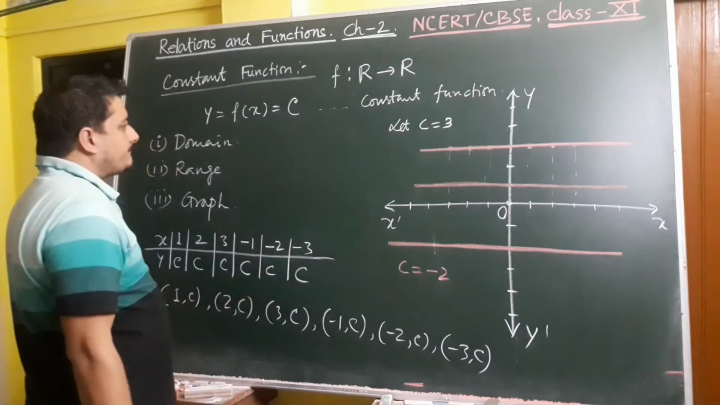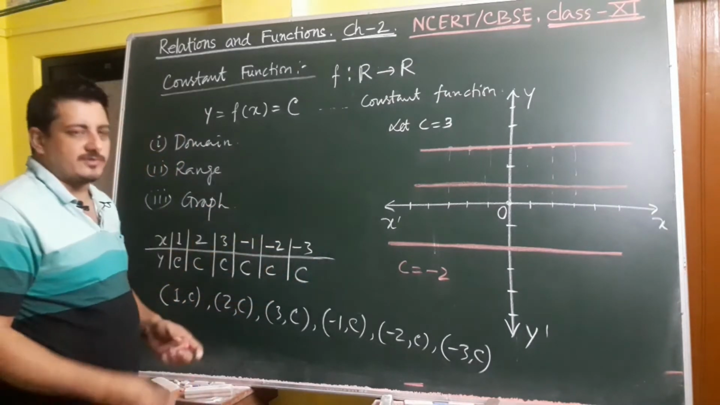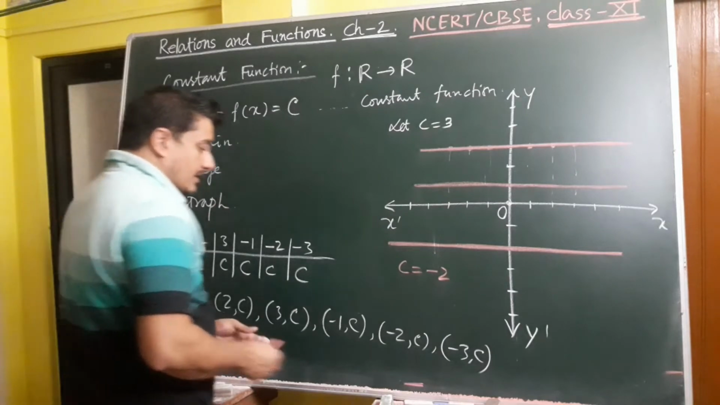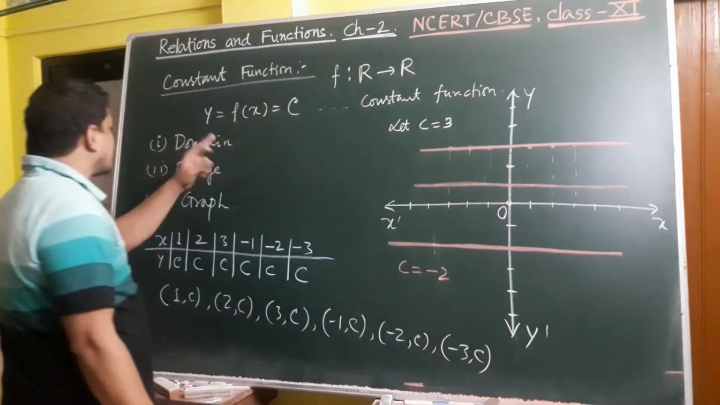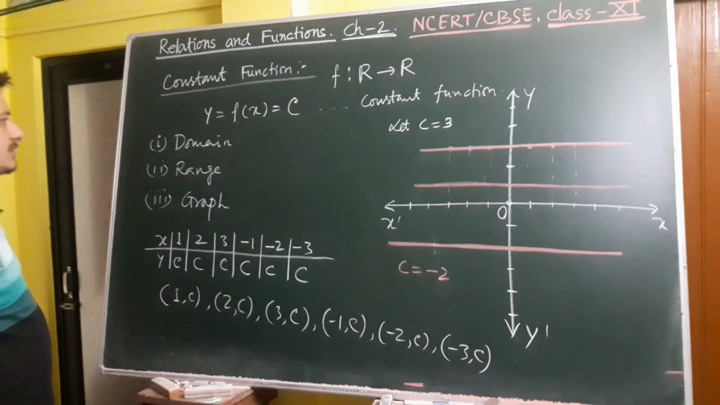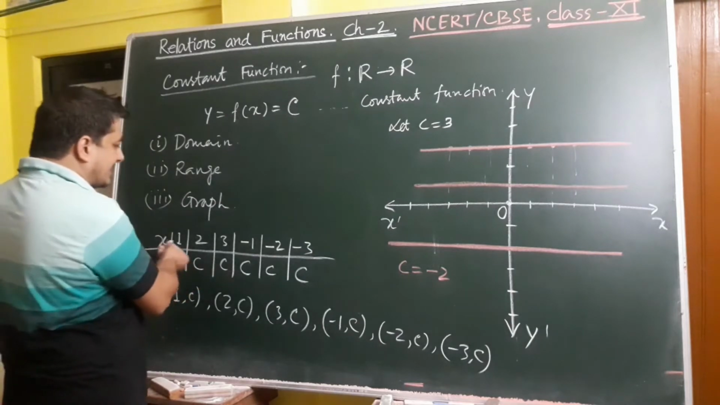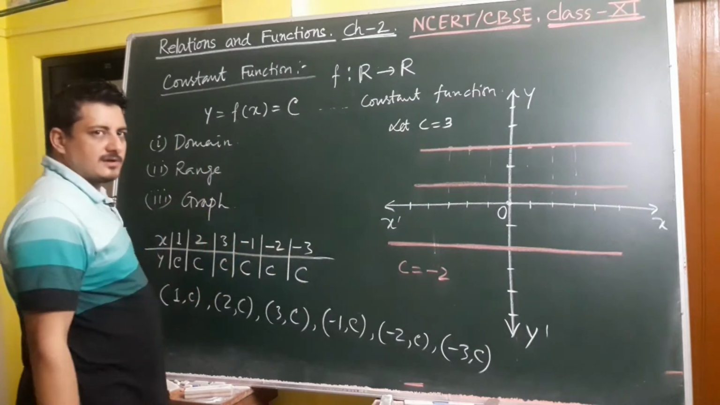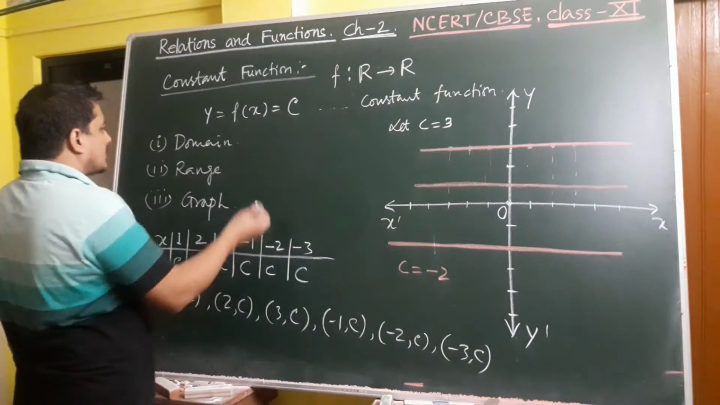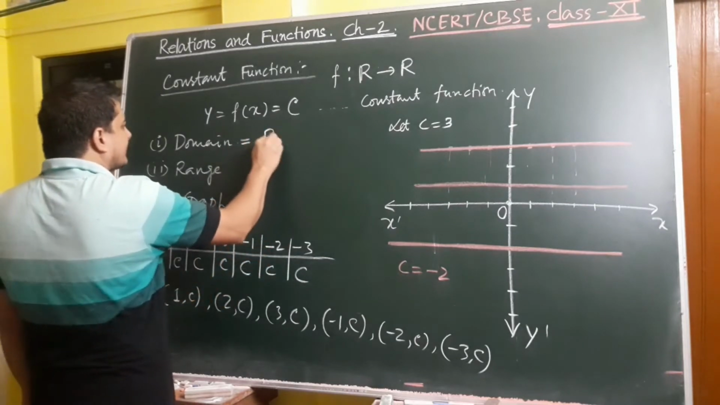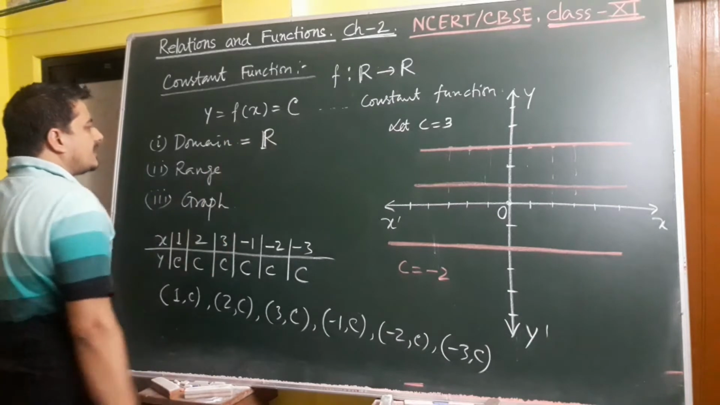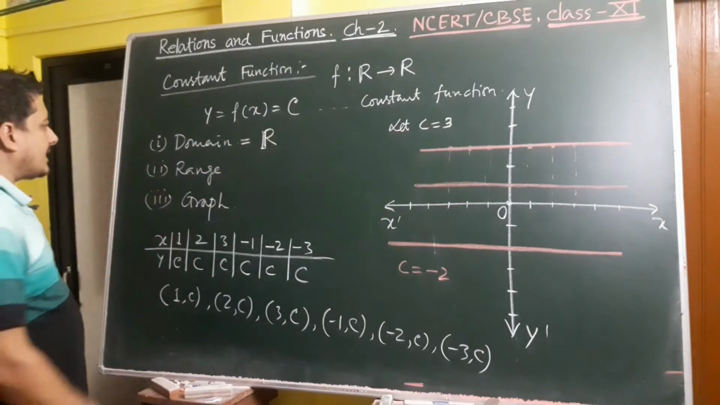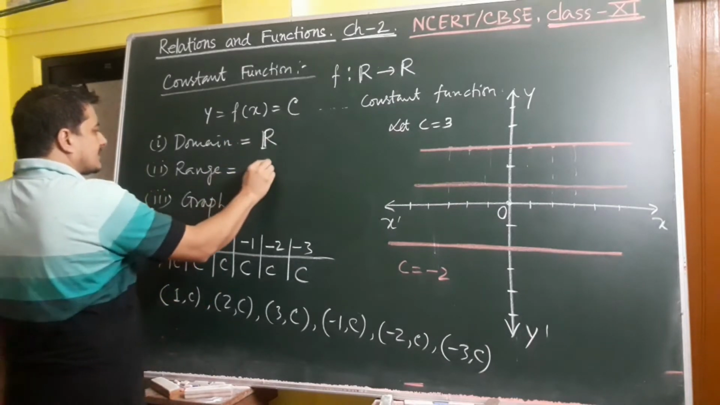Now, the graph we have drawn. What we'll do is find the domain. What is the domain? You can take actually any value of x, so this is nothing but R, the set of all real numbers. This is the domain. And what is the range? Range is c.